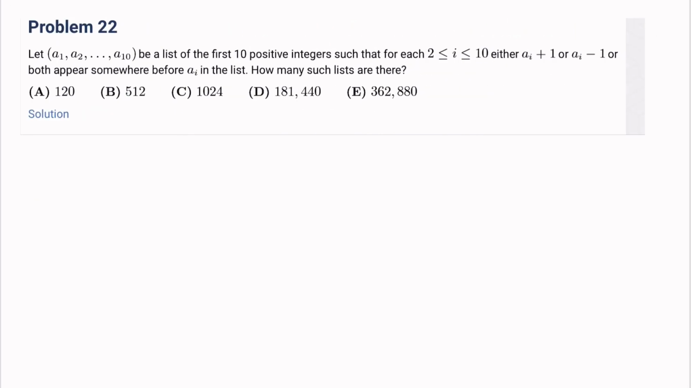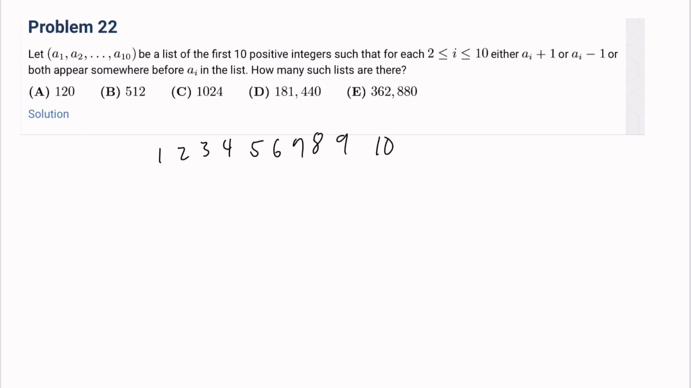Number 22. Let A1, A2, all the way to A10 be a list of the first 10 positive integers such that for each i, either A(i) plus 1 or A(i) minus 1 or both appear somewhere before A(i) in the list. How many such lists are there? Okay, so first of all, let's try to think of a list which would meet these conditions. The simplest that we can think of is just 1, 2, 3, 4, 5, 6, 7, 8, 9, 10.